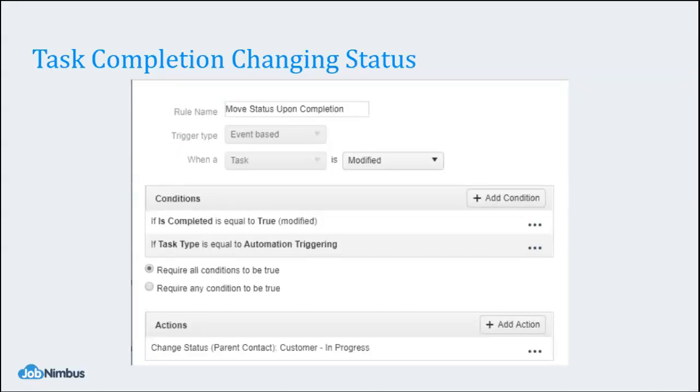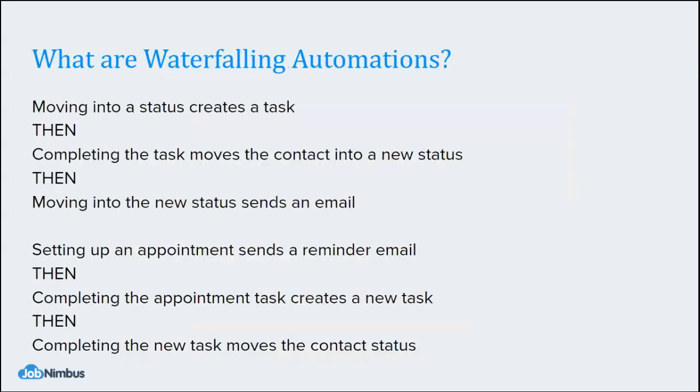Then our action is to change the status of the contact that the task was under from wherever we were to in progress. So we've gone over a few different types of automations, and maybe you're starting to see something really cool here. These are if-then sentences. If this, then do this. But we can actually expand this and get JobNimbus to do even more work for you. We call this waterfalling automations.